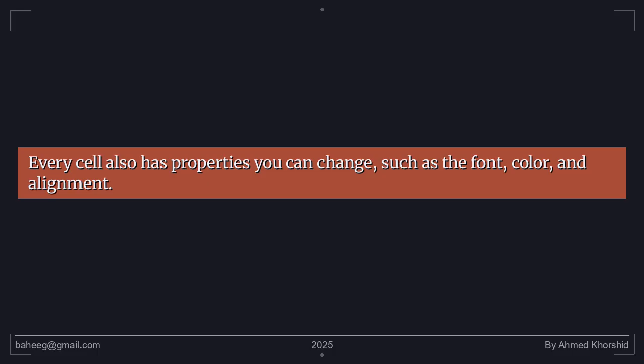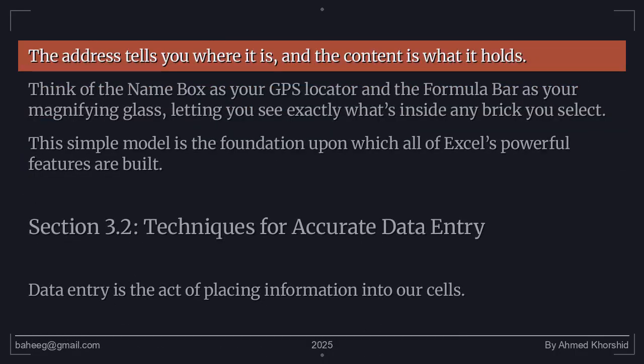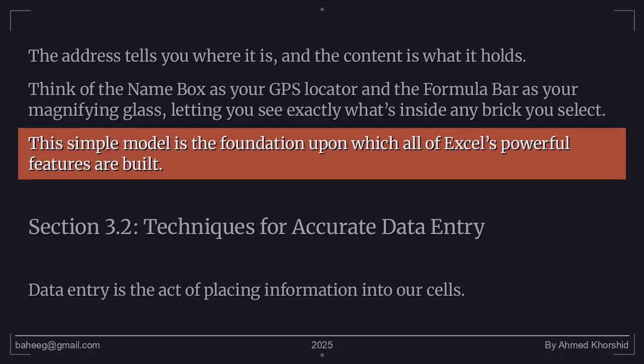Every cell also has properties you can change, such as the font, color, and alignment. For now, the most important properties are its address and its content. The address tells you where it is, and the content is what it holds. Think of the name box as your GPS locator and the formula bar as your magnifying glass, letting you see exactly what's inside any brick you select. This simple model is the foundation upon which all of Excel's powerful features are built.